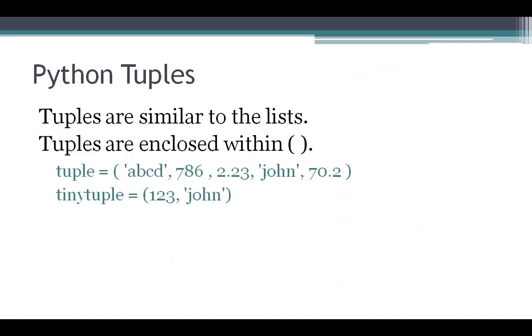The next thing is tuples. Tuples are similar to the list, but they are enclosed within parentheses. As we can see in the example here, the tuple has heterogeneous elements. The difference is that it is enclosed within parentheses, whereas a list is enclosed within square brackets.